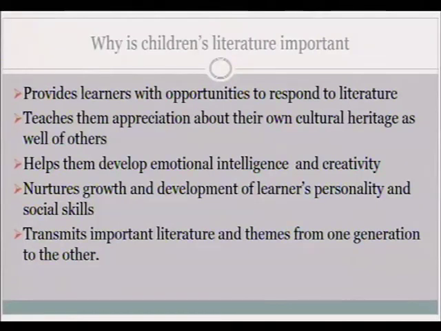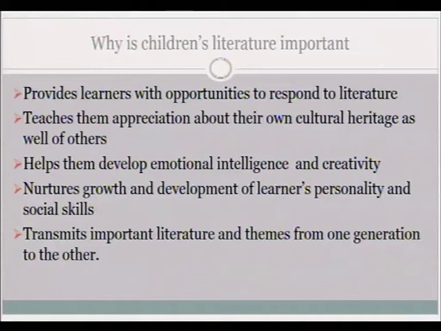Now, why is children's literature important? Children's literature is important because it provides learners with opportunities to respond to literature. For example, it gives them that opportunity to relate to a character in a book. It gives them the opportunity to identify the motives of a character, to identify relationships between characters. It gives them that opportunity to get a moral from a story, right? It teaches them to appreciate their own cultural heritage as well as that of others, right?